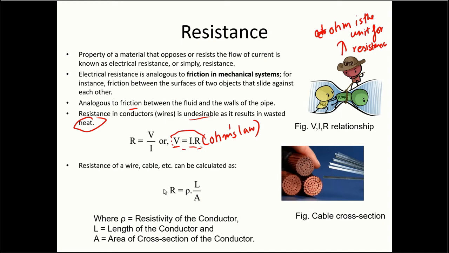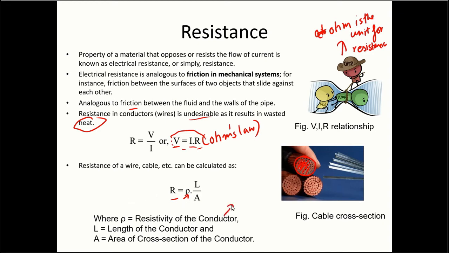And the resistance can also be calculated if you know the resistivity of the conductor, the length of the conductor, and the area of cross section of the conductor. So for example, you can see here this is a conductor, and the area of cross section is the area of the circle, and length is the length of the cable, for example. And rho here is the resistivity of the conductor.